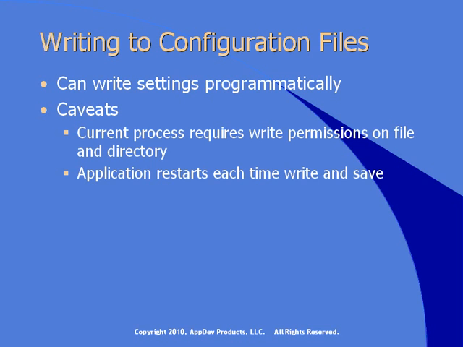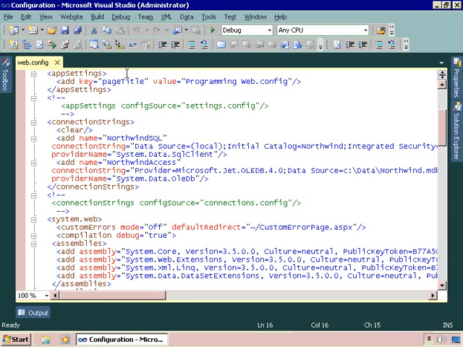So let's take a look at an example of how you can write to a configuration file. Here you can see the app settings section of the web.config file. Just to point out again that in order to add an app setting, you use the add element and specify a key and a value for the element. You can retrieve the app settings value at runtime by supplying the key that is specified within the add element.